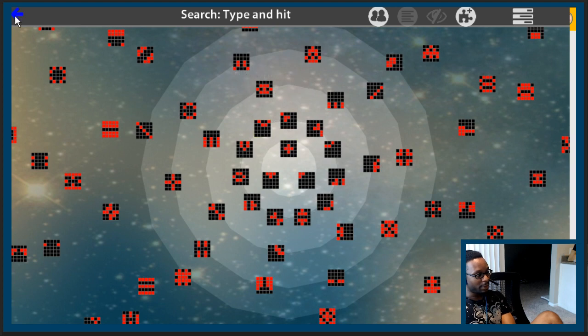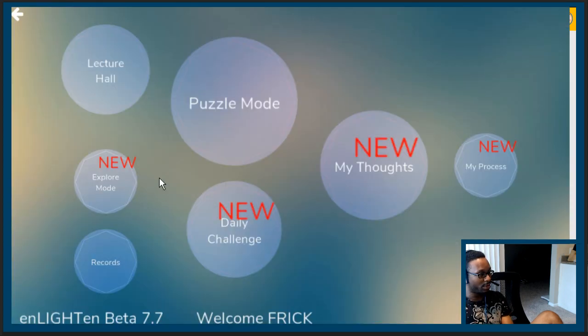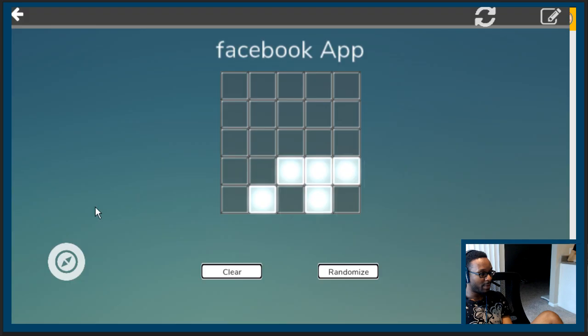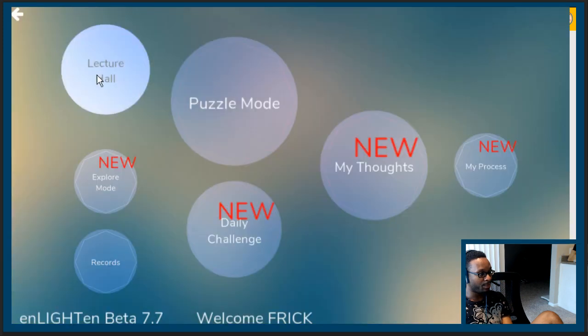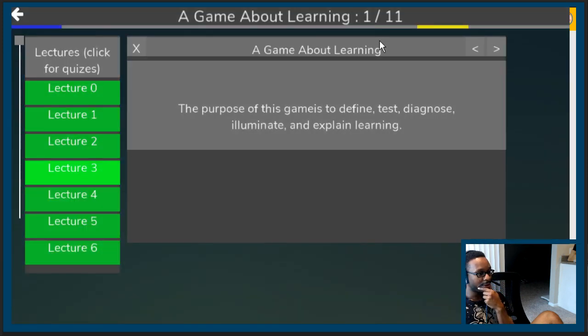There's a lot of tools there for you to use to explore. You probably unlock these tools on the bottom left, at least one of them. Let me see what your lecture answers are. So let's say you go to lecture three.